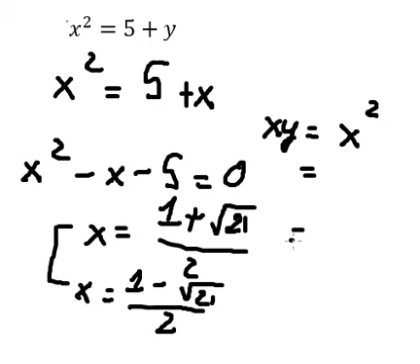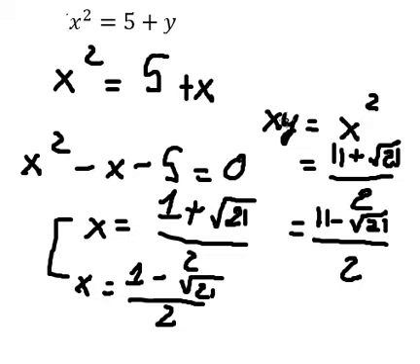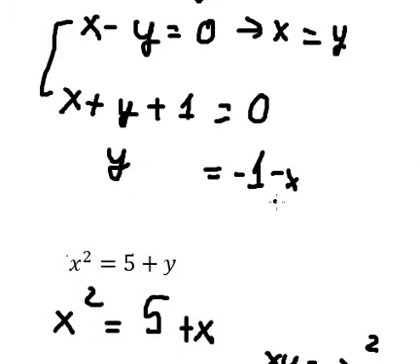So we have two solutions. That is 1 plus the square root of 21 over 2. And the second one, that is 1 minus the square root of 21 over 2. Now let's go to the next one. We can change y into this one.